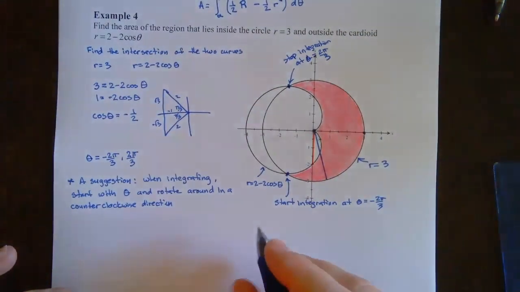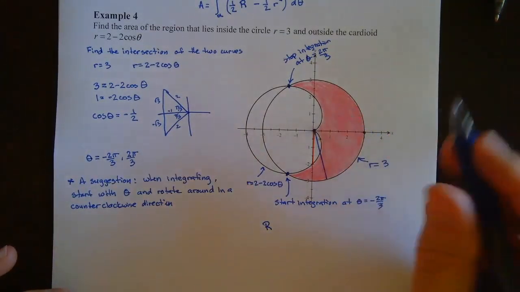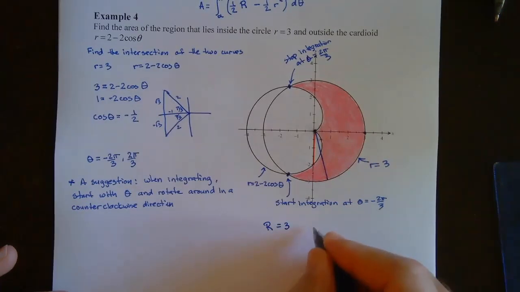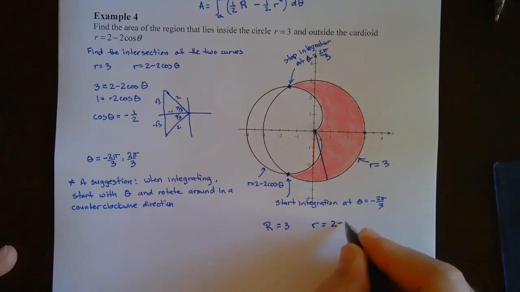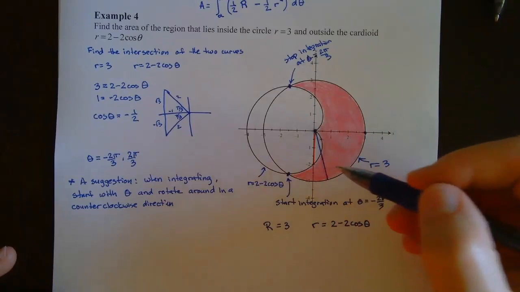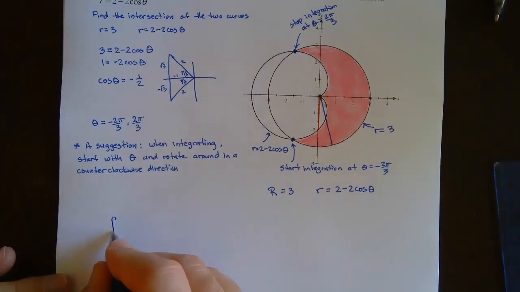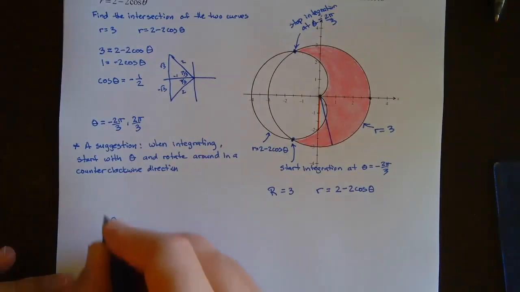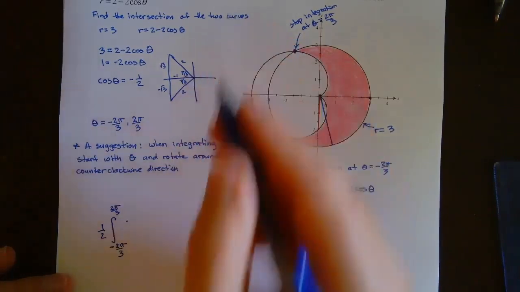Okay, so my big R, my outer radius, is 3, and my little inner radius is equal to 2 minus 2 cosine of theta. It's the cardioid. So here we go. We are going to integrate from negative 2 pi over 3 to 2 pi over 3. I'm going to put the 1/2 like I did up here.